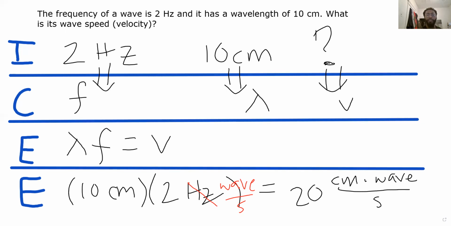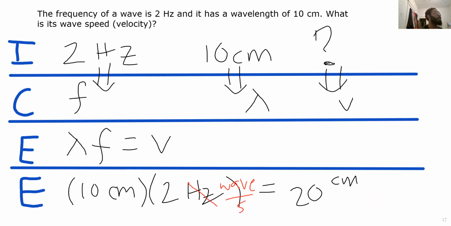We put it there kind of as a placeholder to remind us, oh, hertz is wave per second. It can be anything per second, but it's a wave per second. So the wave is not necessary, it's just to remind us what we're talking about. So in my final answer, I don't actually want to put that. I just had used it as a placeholder. So my final unit is going to be centimeters per second.